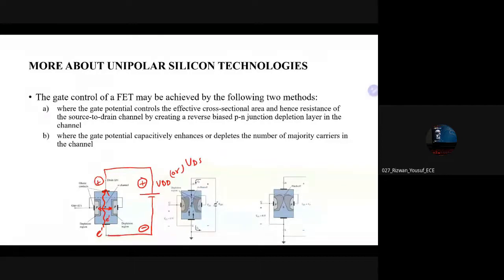You can increase the reverse bias, and then you can constrict it also. In other words, you can control the entire current flowing from source to drain. Generally the current that flows from source to drain is known as drain current, ID.